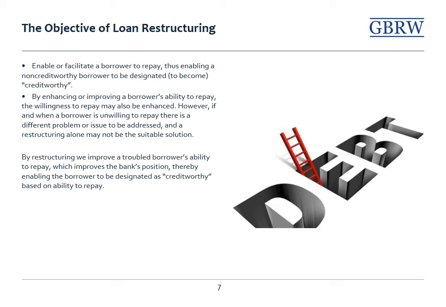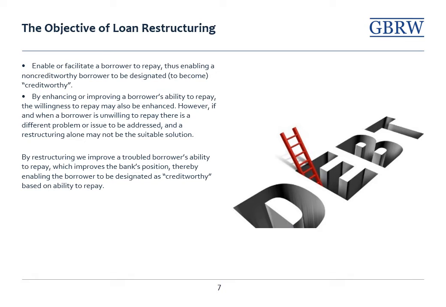However, if and when a borrower is unwilling to repay, there is a different problem or issue to be addressed, and restructuring a loan may not be the suitable solution. Suppose a borrower does not want to repay or has no intentions of repaying. In that case, the restructuring must have targeted objectives and goals, which consider the various stages of payback discussed in the program while always striving to improve the bank's position.